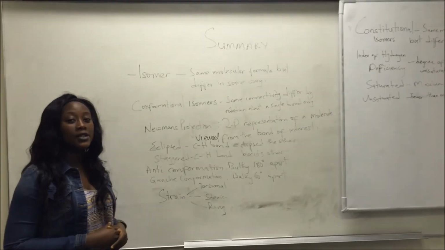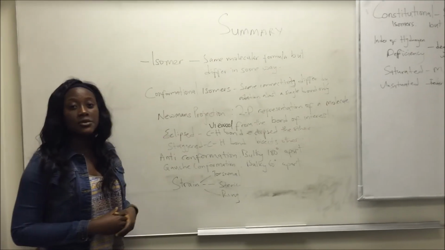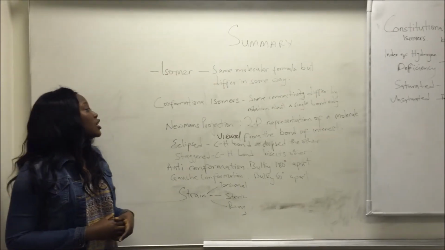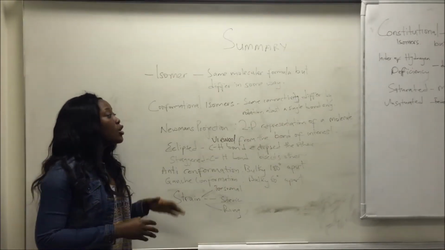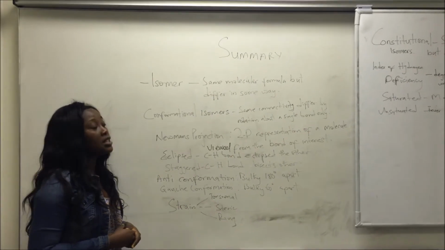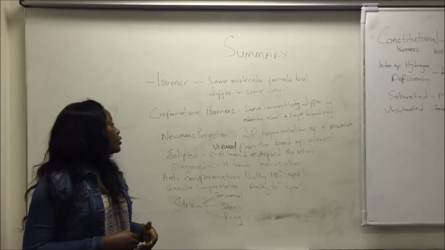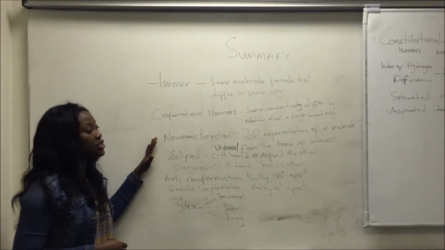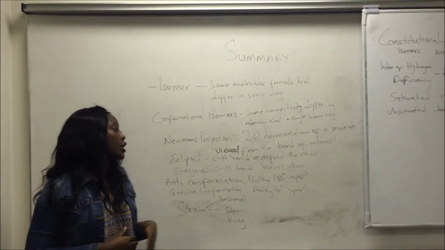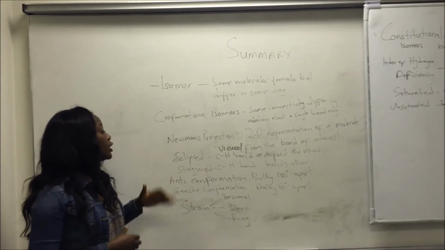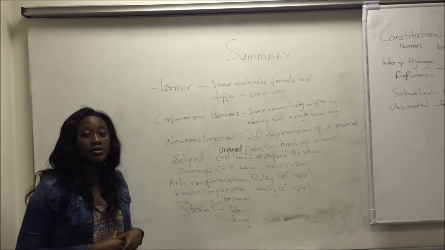Summary of what we talked about in chapter 4. We talked about isomers. Isomers have the same molecular formula, but they differ in some way. We talked about conformational isomers, which are isomers that have the same connectivity but differ by rotation about a single bond. We also talked about Newman projection, which is just the 2D representation of a molecule viewed from the bond of interest. We also talked about eclipsed conformation and staggered conformation.